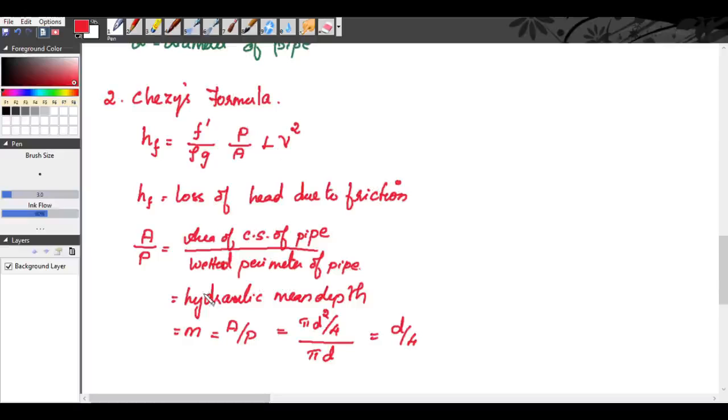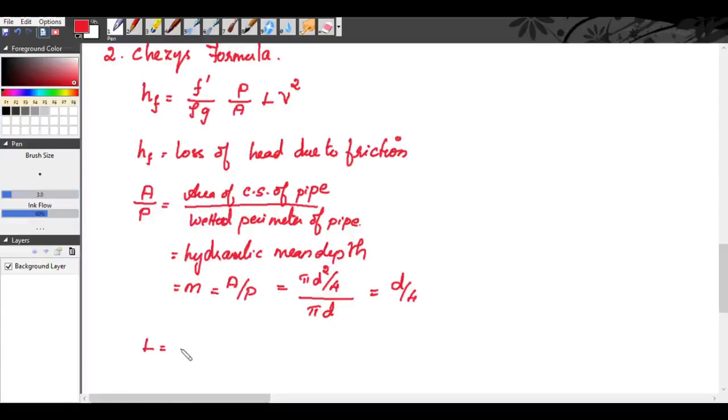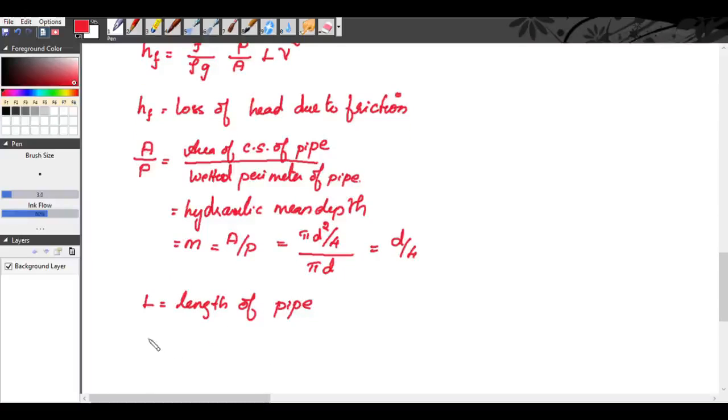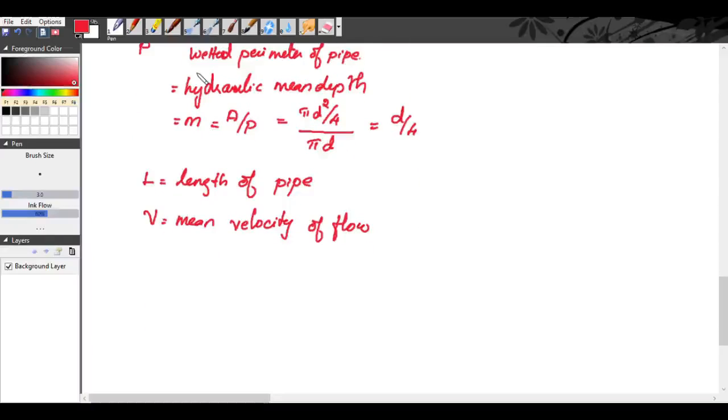So A by P is over. L is the same, the length of the pipe. And V is also the same, the mean velocity of the flow. Now we have F dash by rho G. So we will write this HF, we know.